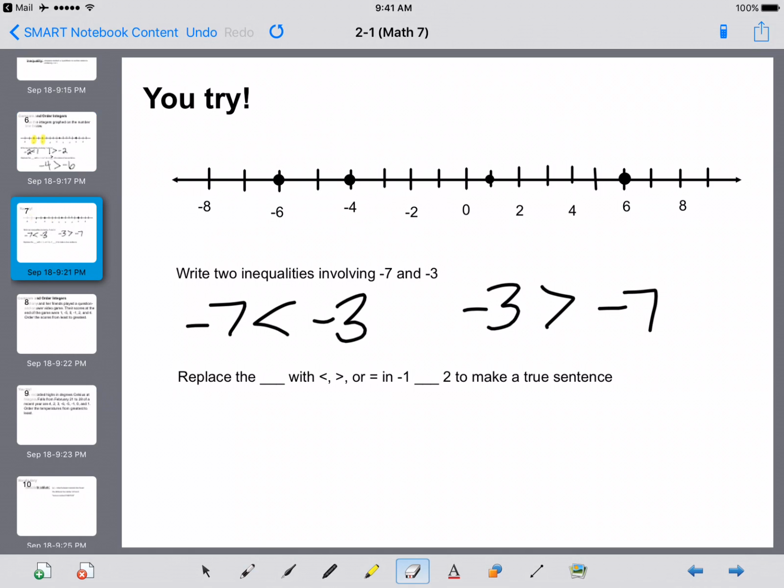Replace the blank with less than, greater than, or equal to in negative 1 and positive 2. So we've got negative 1 and positive 2. Negative 1 is less than positive 2. And like I've been saying, I always think about money. I'd rather have $2 than owe someone $1. So when you see negative, think you're owing.